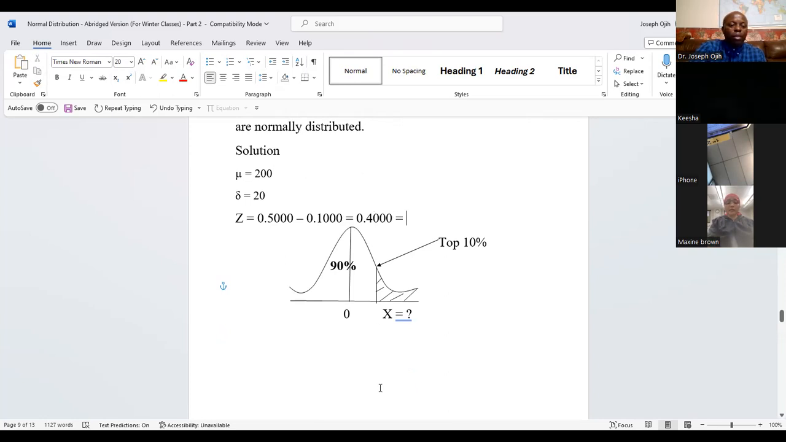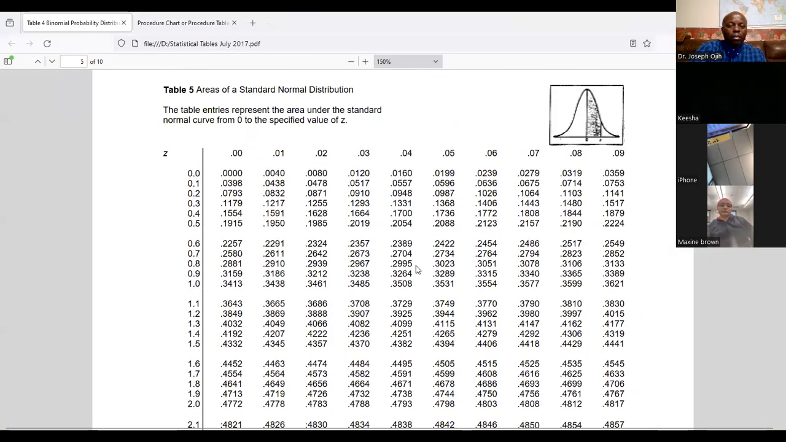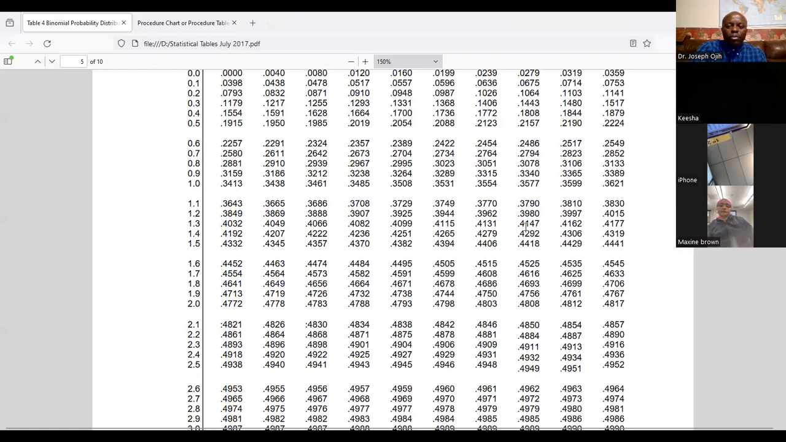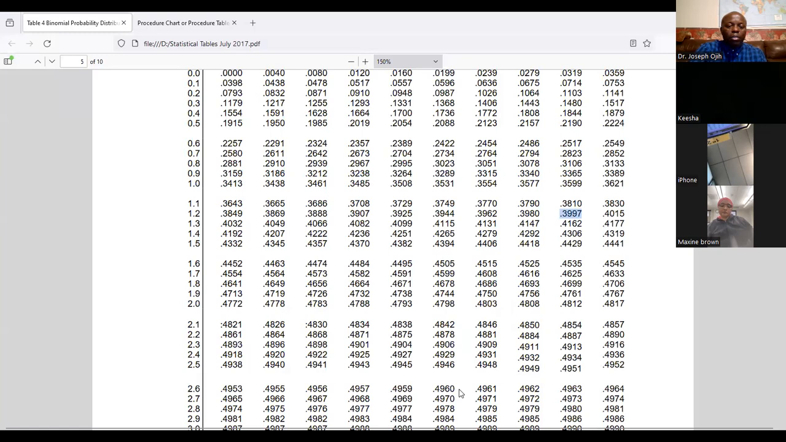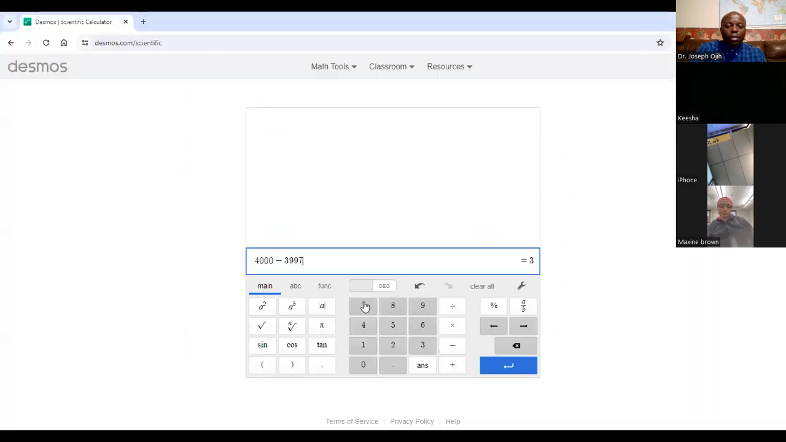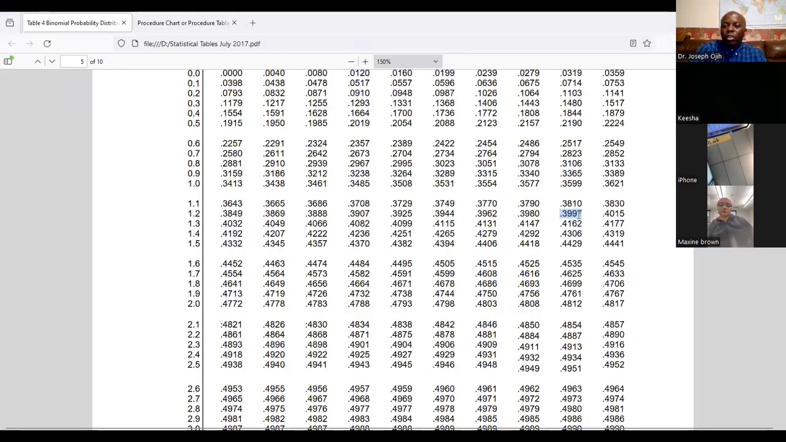When we go to the table of normal distribution, we look for 0.400. I didn't find 0.400. This one is too far away. This one is 15 points away, but this one is closest, 3 points away. If you ignore the decimal points and do 4000 minus 3997, you will see that it's 3 points away from 4000, whereas this one, 4015, is 15 points away. So this is the closest.